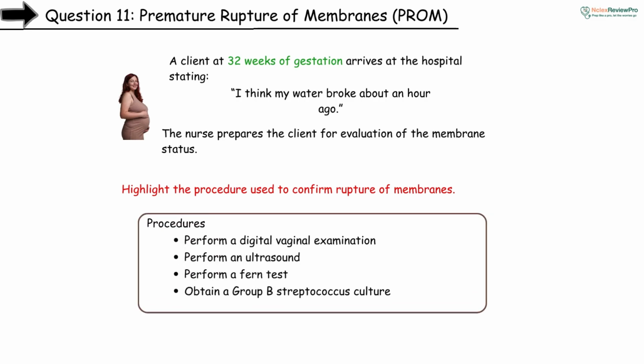Perform a digital vaginal examination. Perform an ultrasound. Perform a Fern test. Obtain a Group B Streptococcus culture. Take a moment and think about your answer. The correct answer here is perform a Fern test.